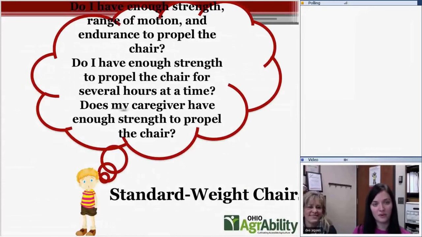So some other questions you may think of, there's quite a few to consider, is think about your strengths. Think about endurance, range of motion. Do you have the ability to not just operate the chair for a couple hours? Can you get through your whole day and still be able to operate the chair independently? And if you are looking at something like an attendant propelled chair, does your caregiver have enough strength and the ability to propel the chair for you?